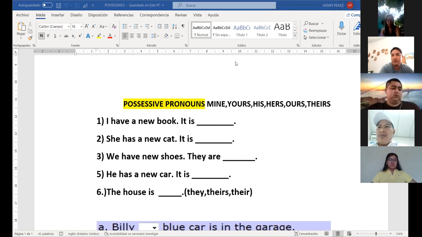Okay, hola. Dale. We have new... She has a new cat. It is hers. Very good. Excellent. It is hers, porque estamos hablando de ella, right? Hers. It is her. Es de ella, right? De ella tiene una. No sé si lo pronuncié bien. Yes, you pronounced it great, Carlos.